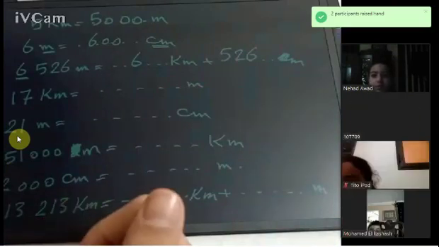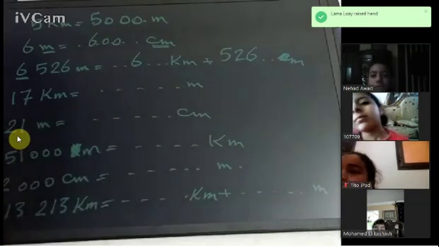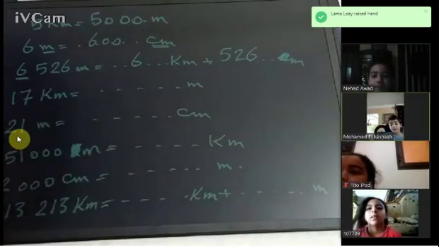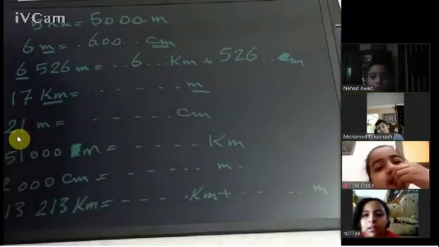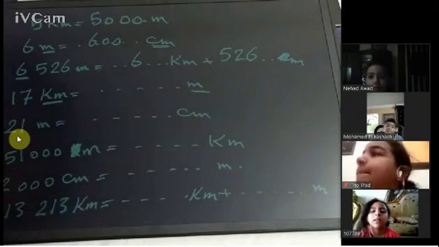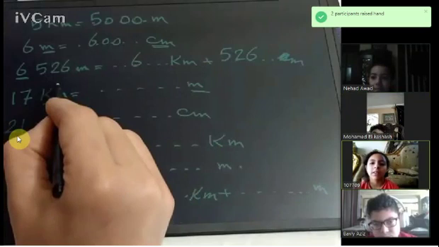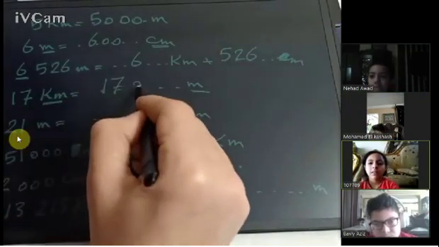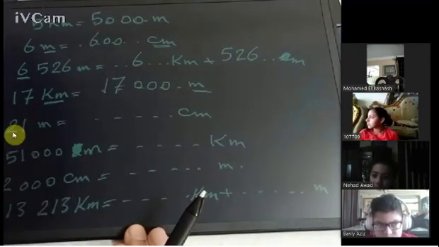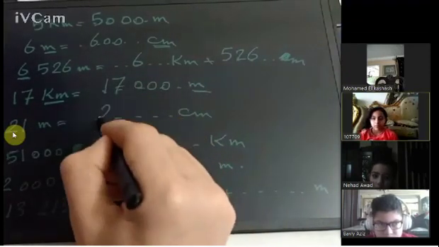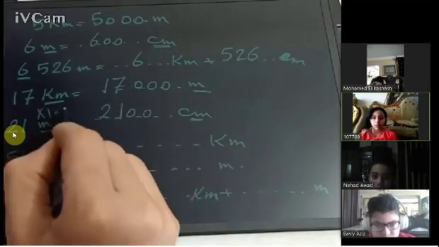Okay. Noor Shahab, are you here? Yeah. Okay, 17 kilometers equals how many meters? From kilometer to meter. Multiply what? 17,000, because you multiply by 1,000. Lama? 2,100. Yes, 2,100 because it's from meter to centimeter. That means multiply by 100.